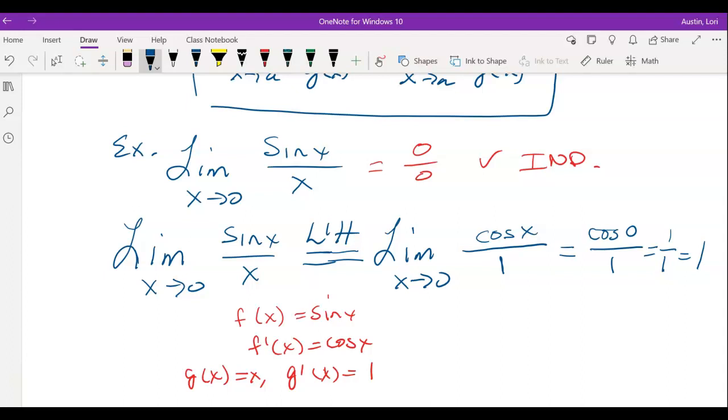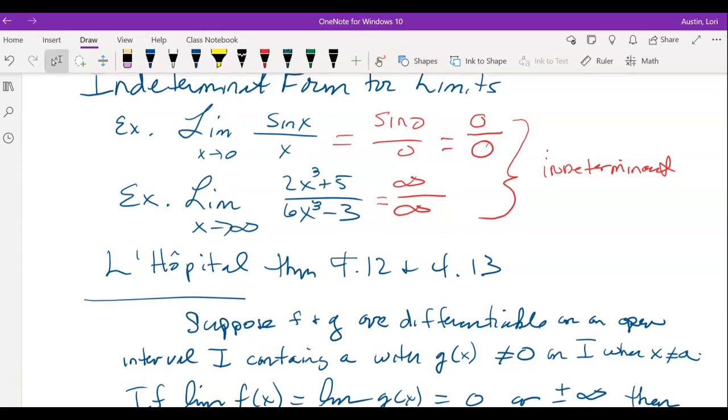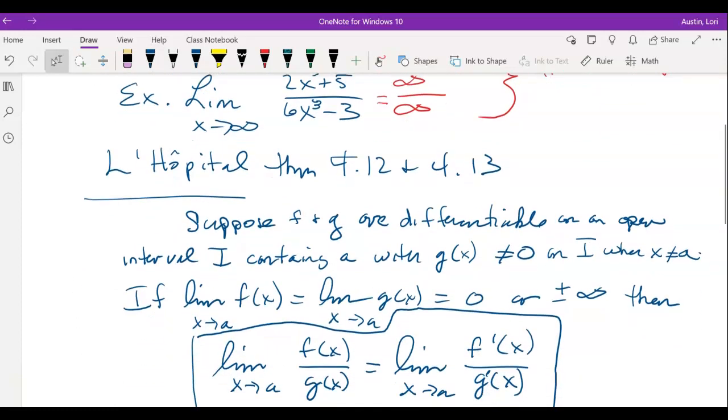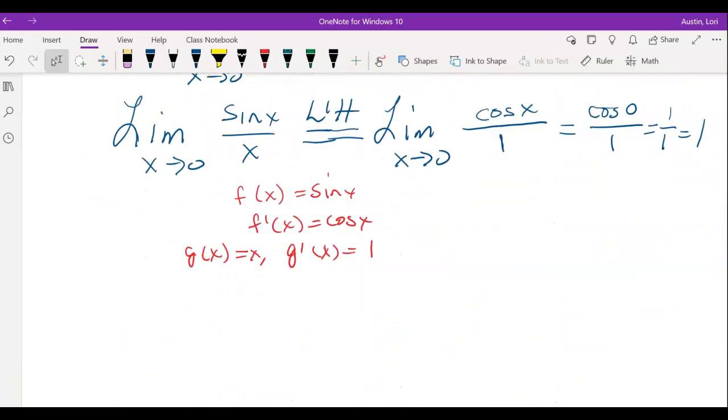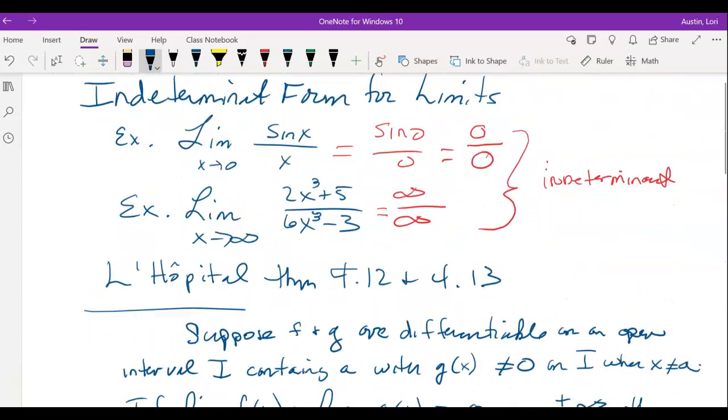So we'll do the second one I gave you, which was, limit x goes to infinity of 2x cubed plus 5 over 6x cubed minus 3. So here was example 2. I like this problem. I'll show you what. What was it again? 2x cubed plus 5 over 6x cubed. I'll scroll up. Minus 3.